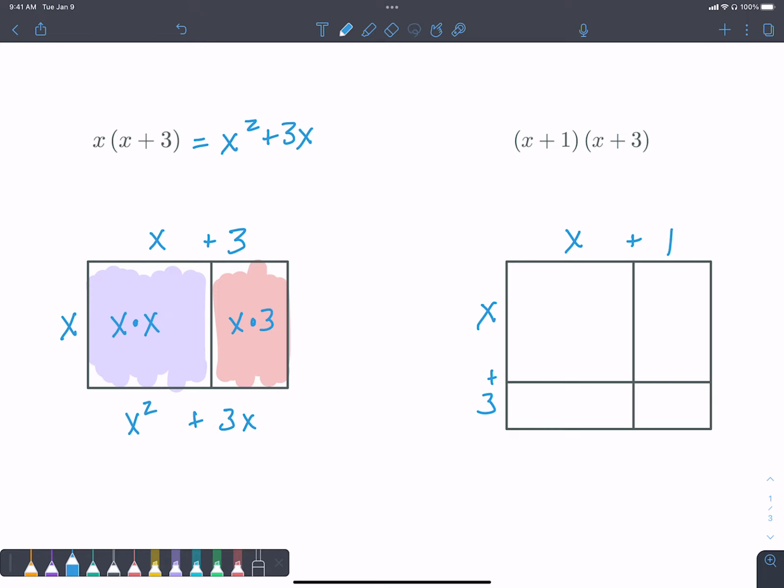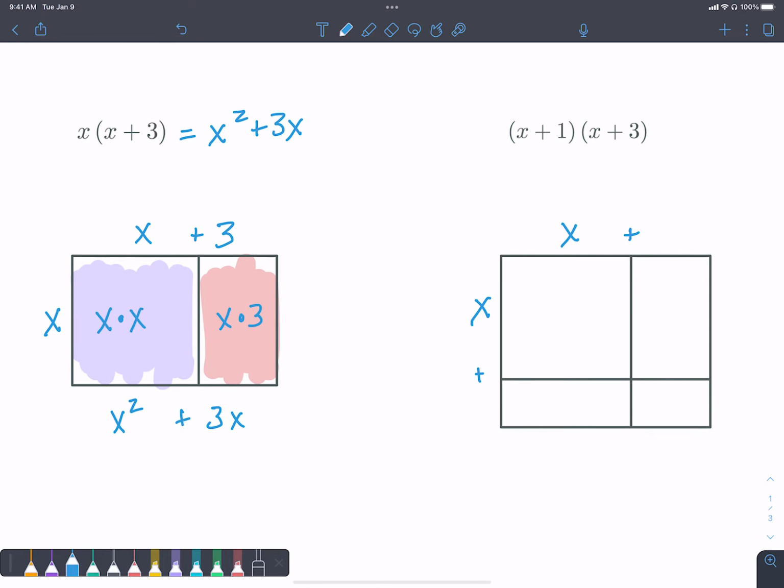I guess if we wanted to make it match, we can make it match so that way it looks a little bit nicer. We'll do x plus 1 here and x plus 3 here. And you can also see that it doesn't really matter which one you put on which side, just as long as you're doing all the multiplication and adding together.